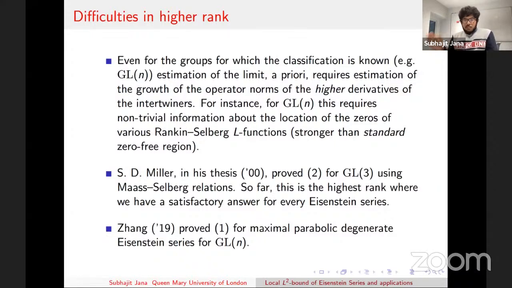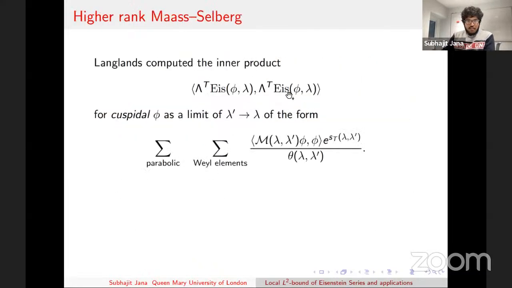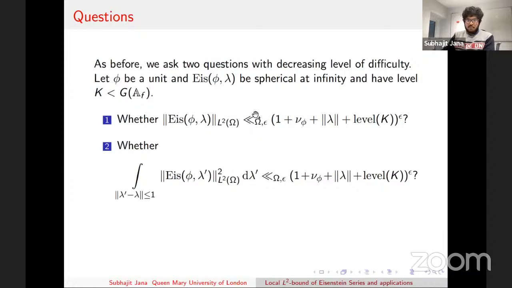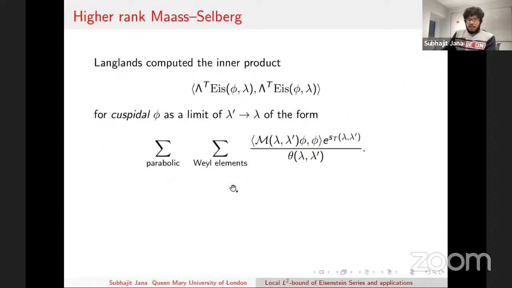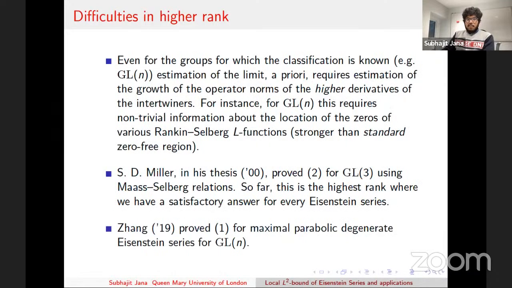And there are some sparse results for higher rank groups. For instance, there is a result by Liang Zhang in 2019, who proved essentially the best possible bound for maximal parabolic degenerate Eisenstein series for GL_n, where by degenerate we mean that it's induced from the trivial representation of the underlying Levi.